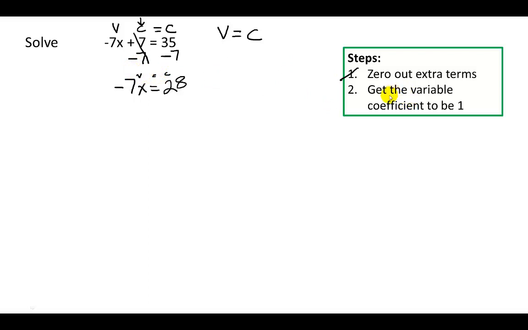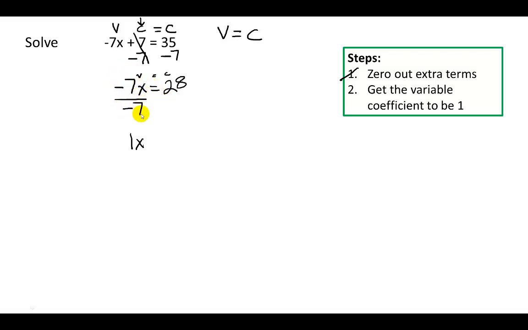So now we need to get our variable coefficient to be a 1. Right now it's a negative 7. The way we can get to 1x is by taking negative 7x and dividing by a negative 7. When we take a number and divide it by itself, we get a positive 1. So we always divide by the coefficient, the number next to the x.